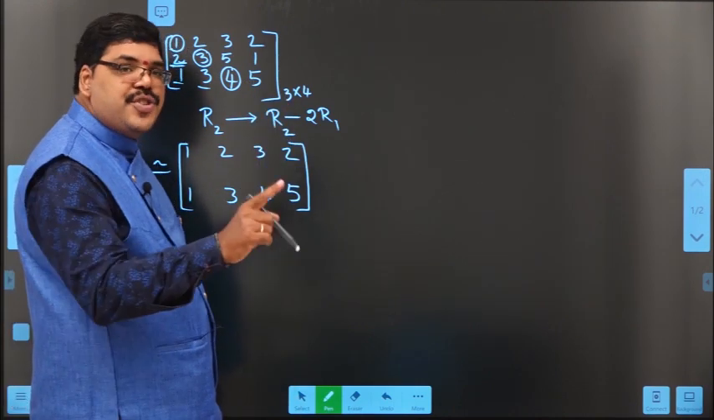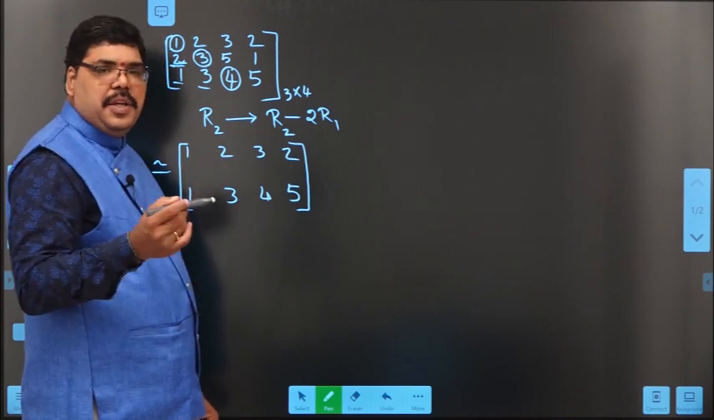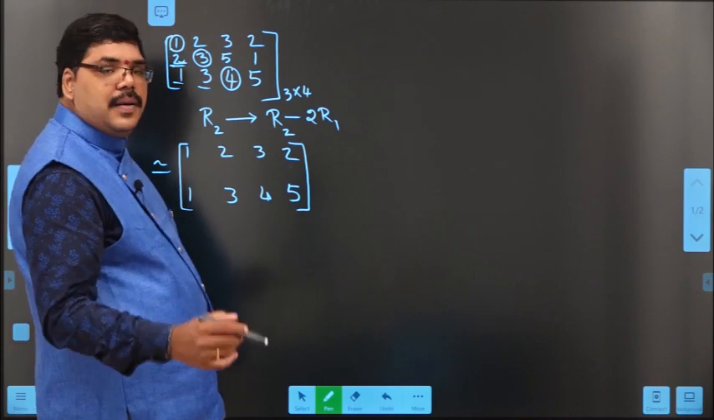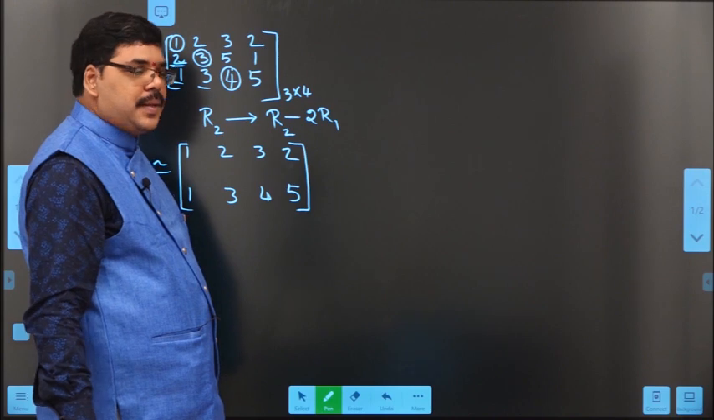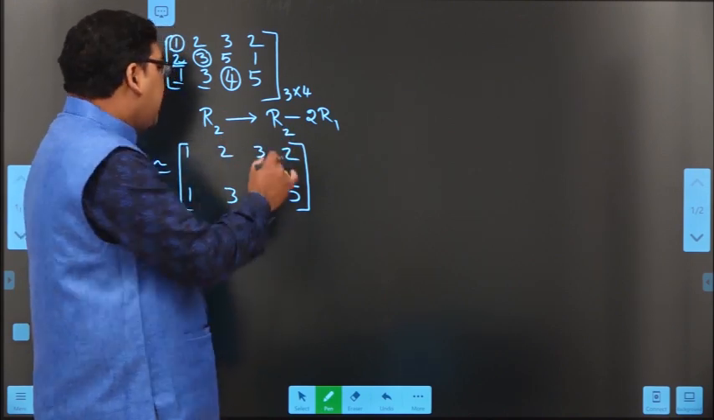Now the second row changes. How does the second row change? If you require, you can calculate in rough work. Let us, as we are doing this for the first time, calculate using rough work. So R2 minus 2R1. What is your R2?